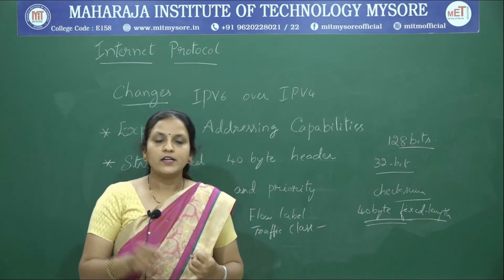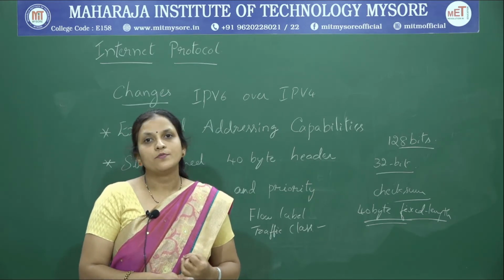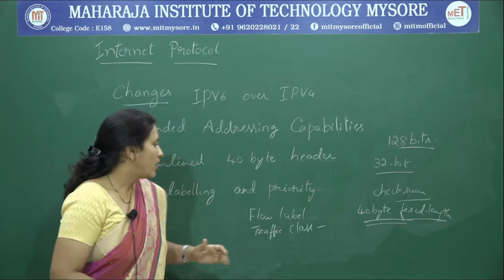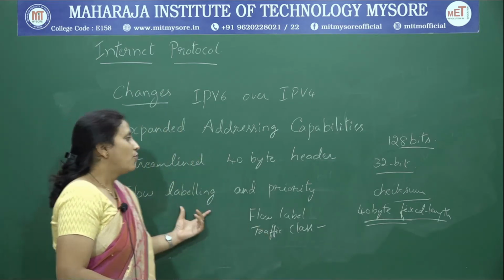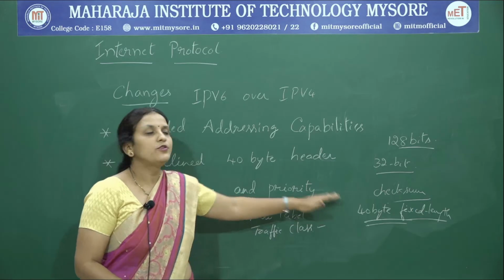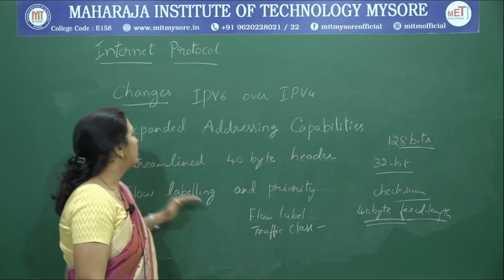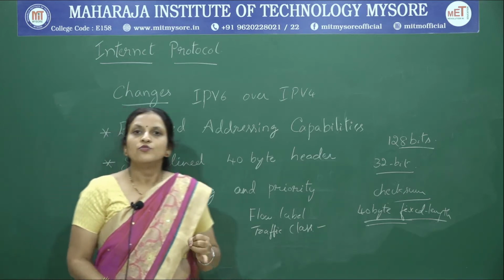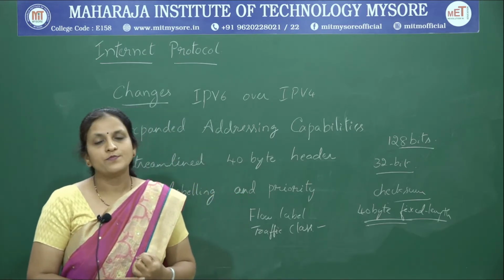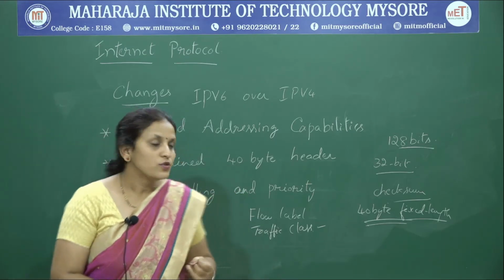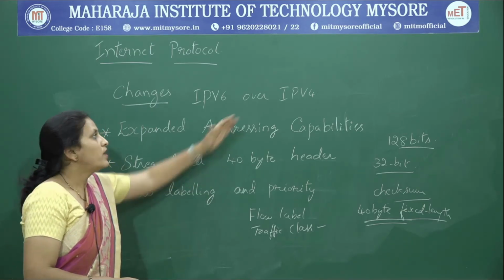In that case, the datagram of which application needs to be provided with utmost priority can also be decided with the help of the traffic class. So, with the help of flow labeling and providing priority to datagrams across the network, we are ensuring that the datagram which has to reach the destination early is delivered as early as possible compared to other datagrams. So, these are the three major changes that were introduced in IPv6 over IPv4.